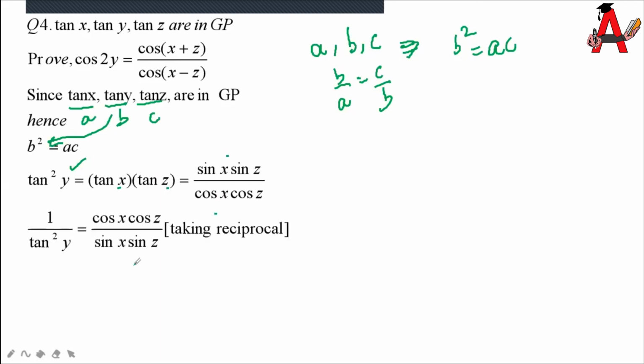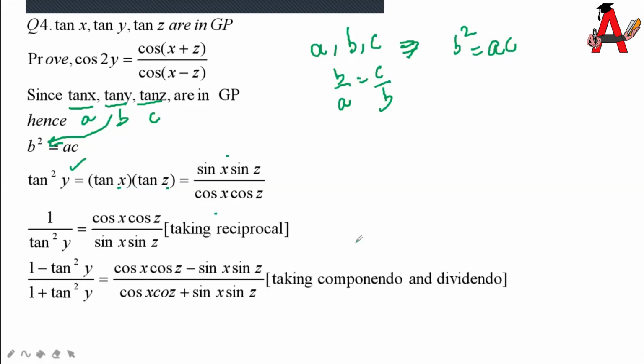This is a very important step because you want to do something. We will take a reciprocal. It will become 1 upon tan square y is equal to cos x cos z upon sin x sin z. Further, in the next step, and a very important step, is taking componendo and dividendo together, which means numerator minus denominator upon numerator plus denominator. So this will become 1 minus tan square y upon 1 plus tan square y.